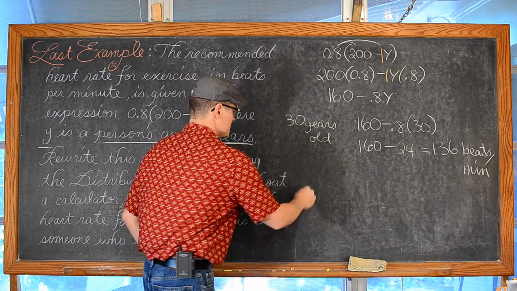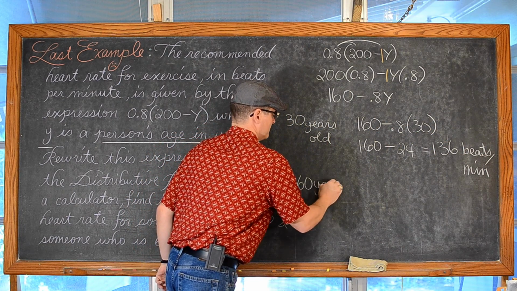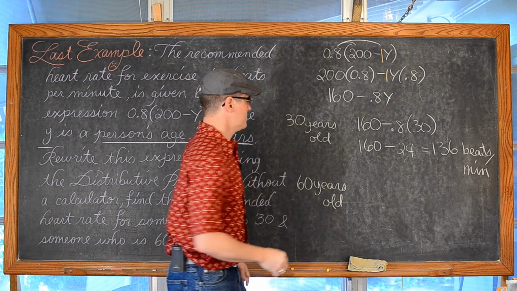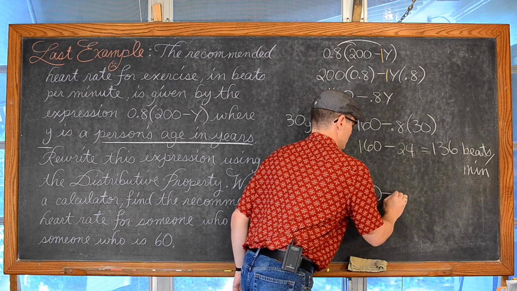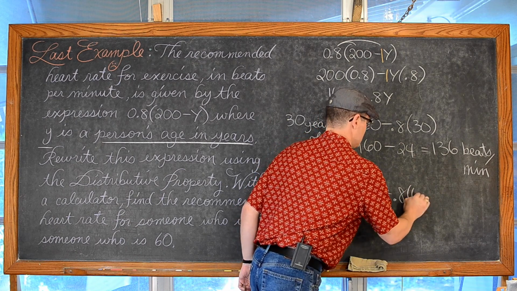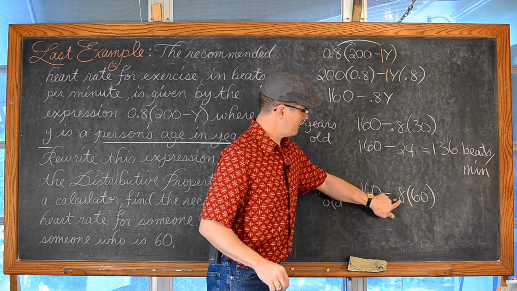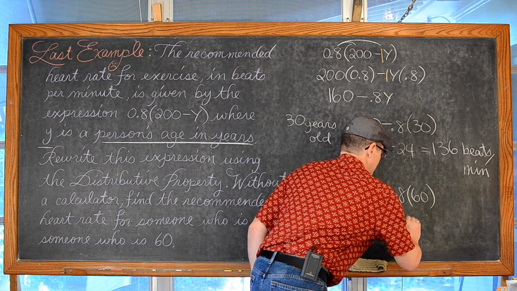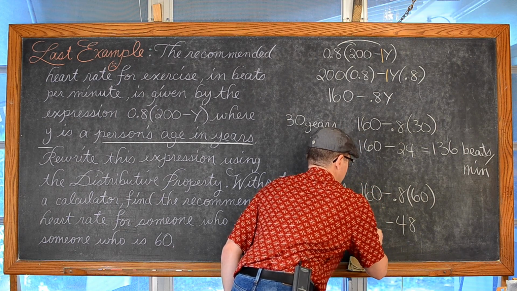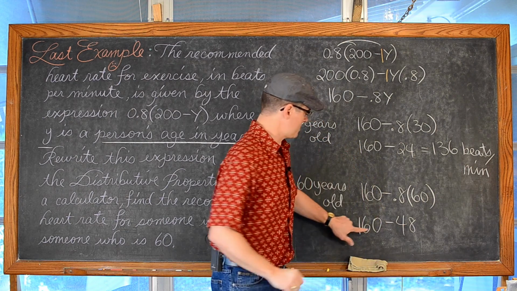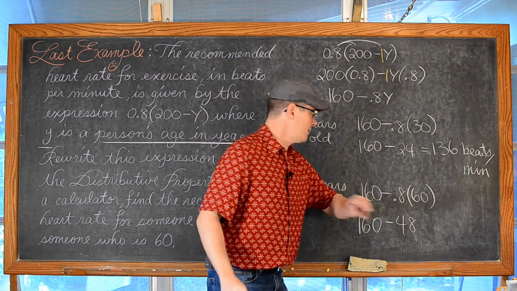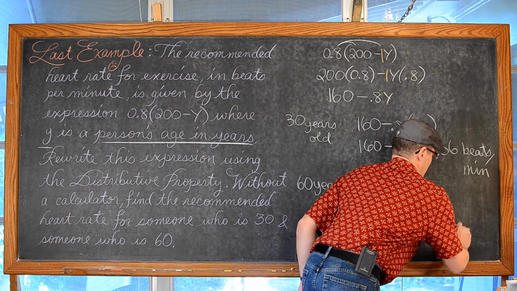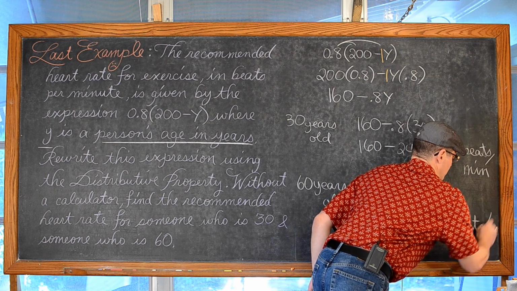And then for someone who is 60 years old, that is going to be 160 minus 0.8 times 60. 0.8 times 60 is going to be 48. Take that away from 160, so 160 minus 40 is 120, and 120 minus 8 is 112 beats per minute.